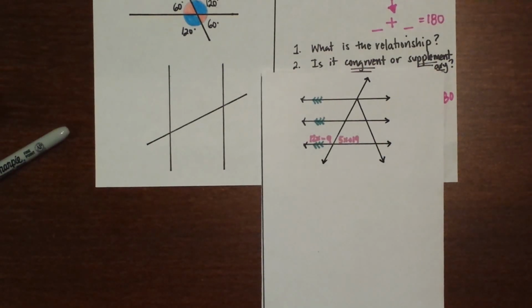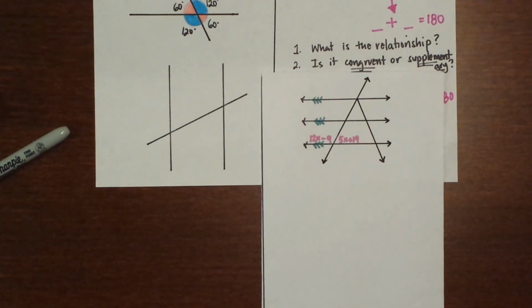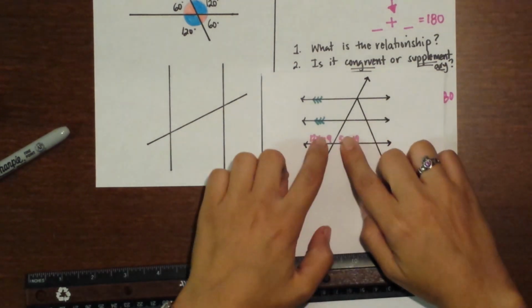Let's take a look at another example real quick. We're going to ask ourselves again, what's the relationship? So what you want to do is identify where the numbers are, where the variables are. In that case, it's this angle and this angle.